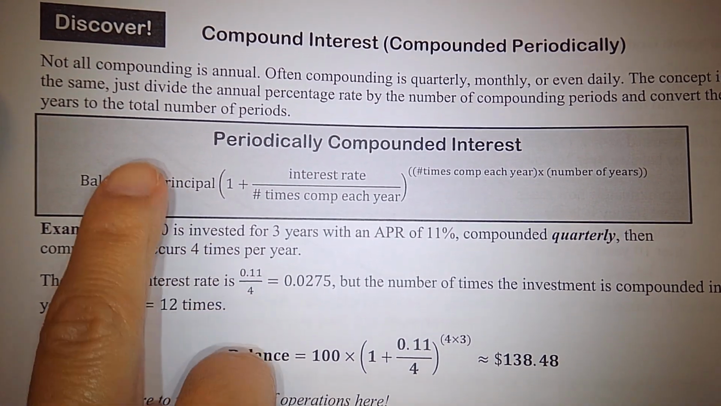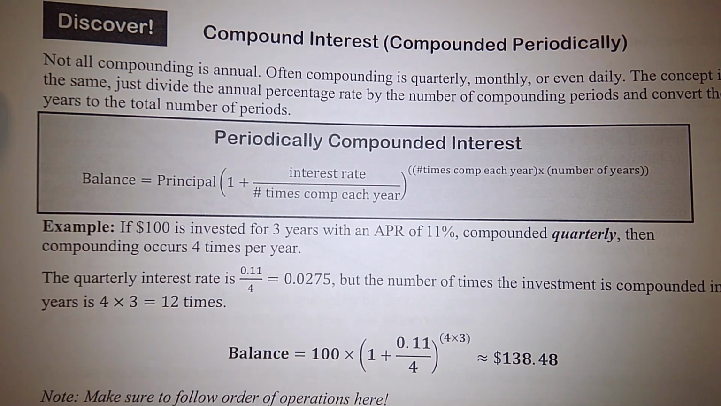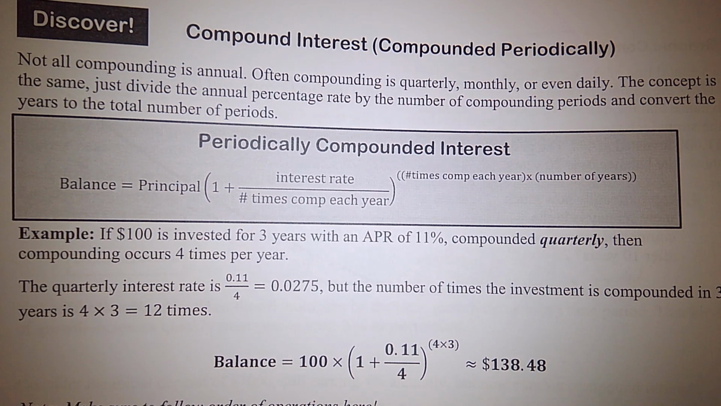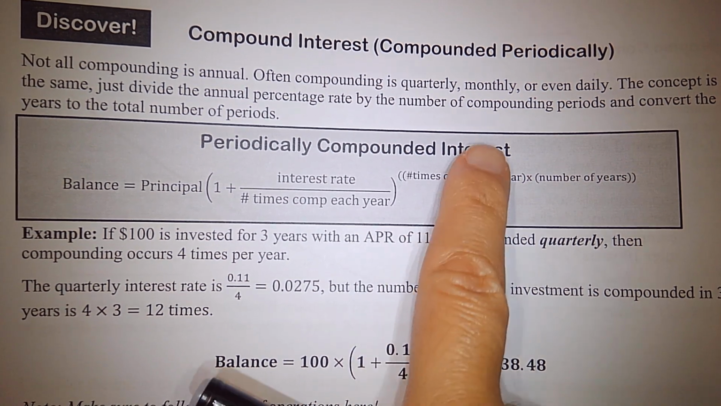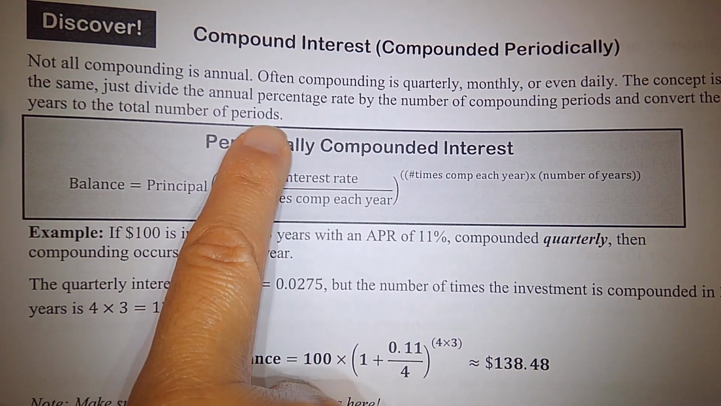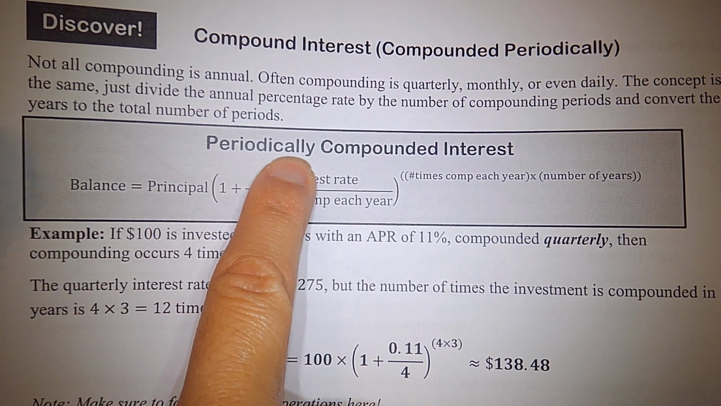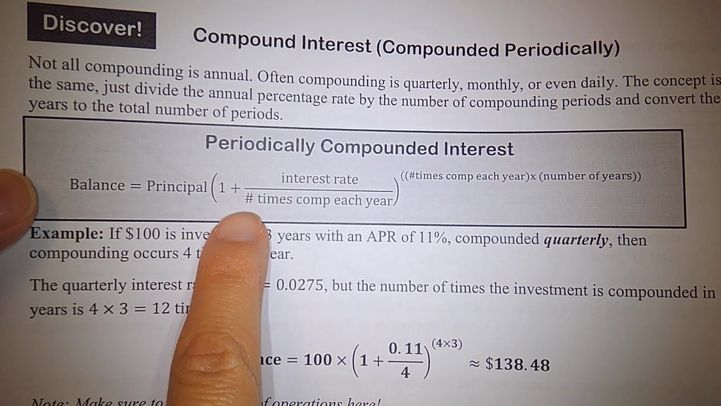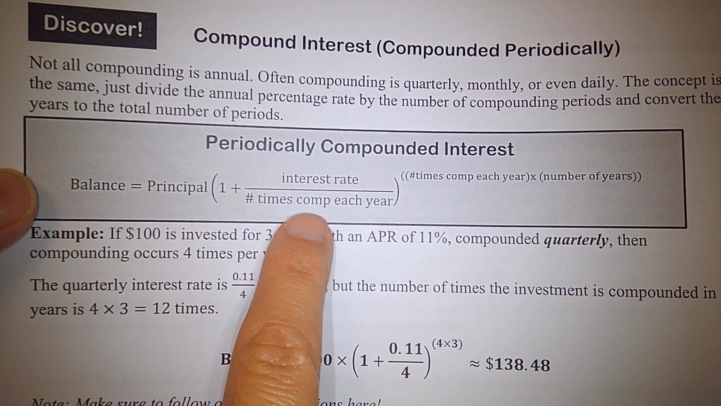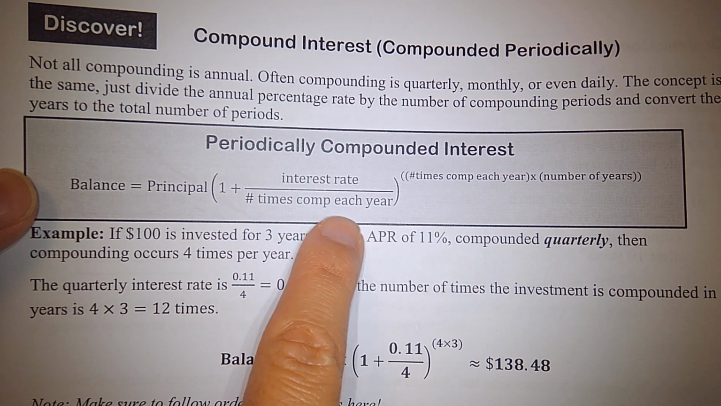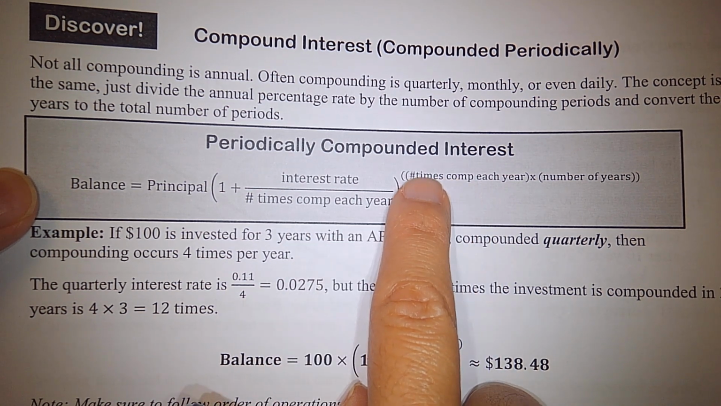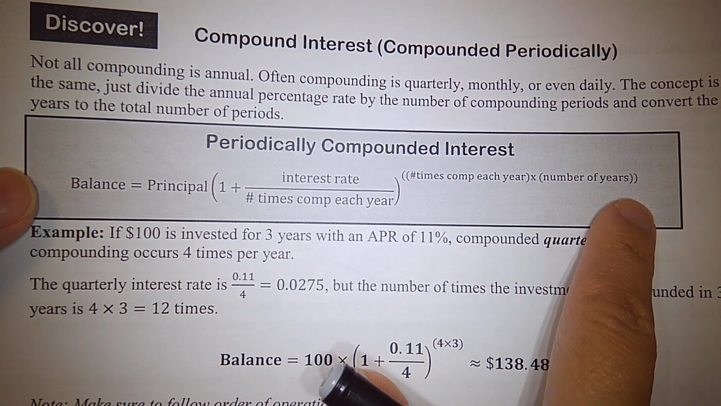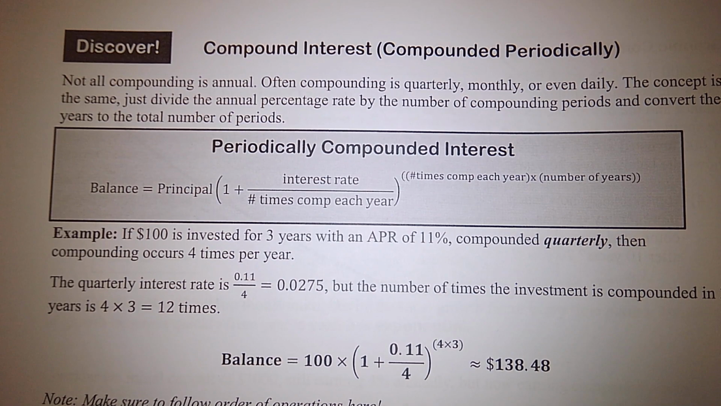Kathleen? Not all compounding is annual; often compounding is quarterly, monthly, or even daily. The concept is the same: just divide the annual percentage rate by the number of compounding periods and convert the years to the total number of periods. Balance equals principal times 1 plus interest rate over the number of times compounding each year, to the power of the number of times compounding each year times the number of years. Very good, thanks.